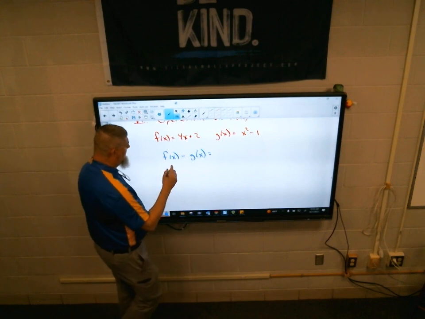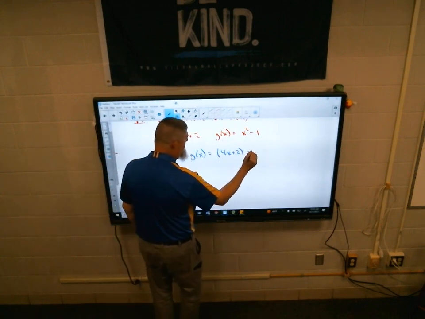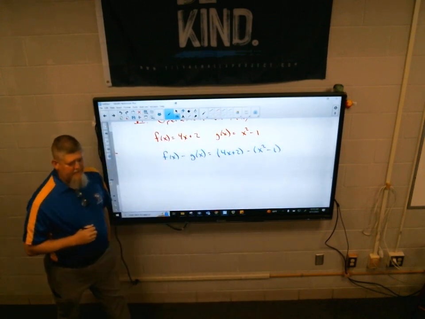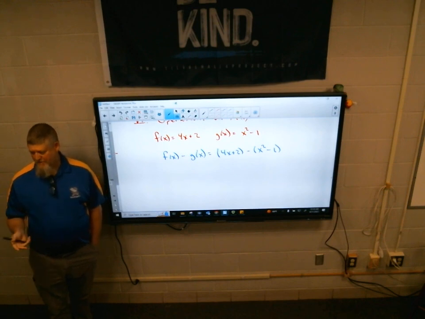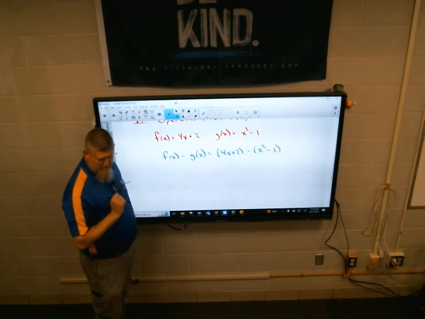Well, here's the tricky part. We have to think about this in parentheses: 4x plus 2 minus (x squared minus 1), because you're adding the opposite. Okay? And I have to take that negative and do what with it?